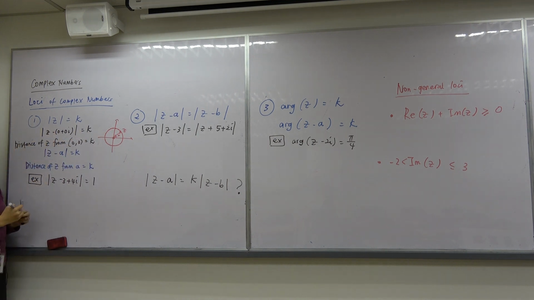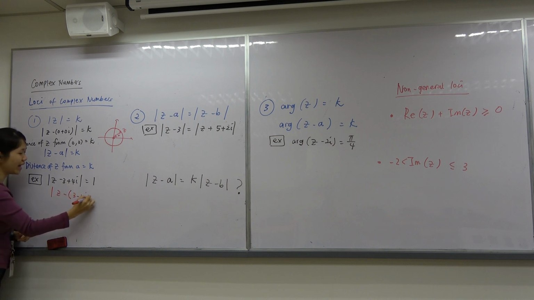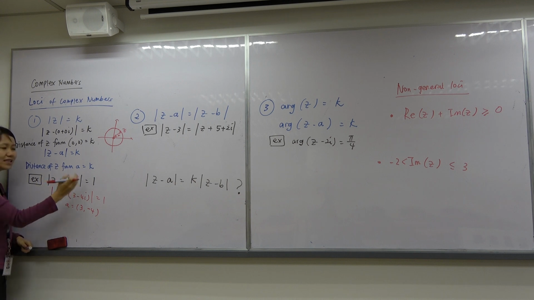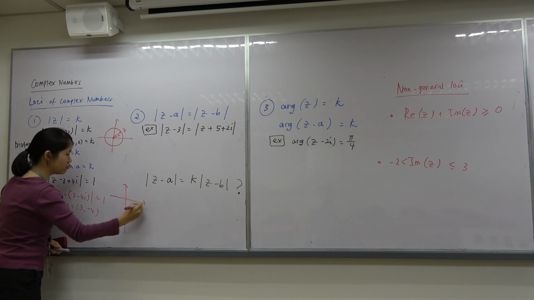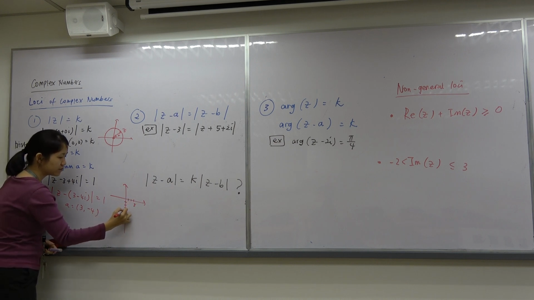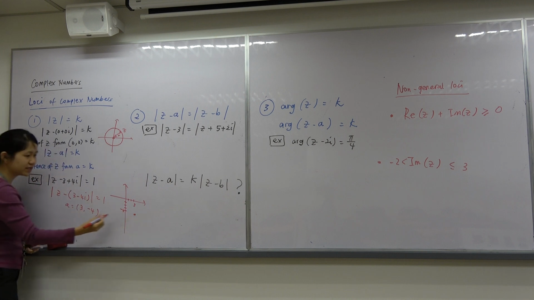So what happens if it is the modulus of z minus a equals k? It is simply the distance of z from a equivalent to k. Say for example, you have got modulus of z minus 3 plus 4i equals 1. So how do I tell what is a? You have to first rewrite it in such a way that you have z minus, in brackets, 3 minus 4i. What is a for this case? A is simply 3, negative 4. So what graph do I draw when I see a modulus equivalent to a number? It is a circle, and this time around I have got the center at 3, negative 4 and with a radius of 1.